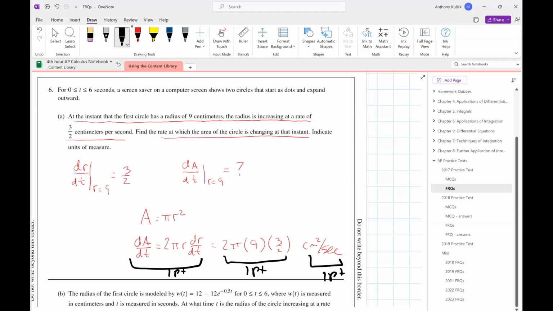And again, you could call this 27 pi if you want. But they shouldn't mark you down for not simplifying it. At minimum, this should be doable, even if you couldn't do any of the rest of it. Because it's area, it's the derivative of area with respect to time, right? It should just be some unit squared per time, and all the units that we needed were given to us, right?